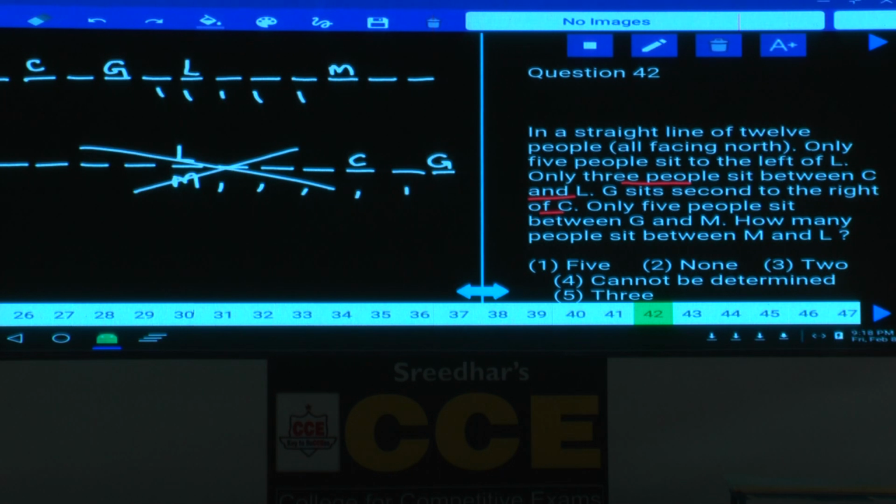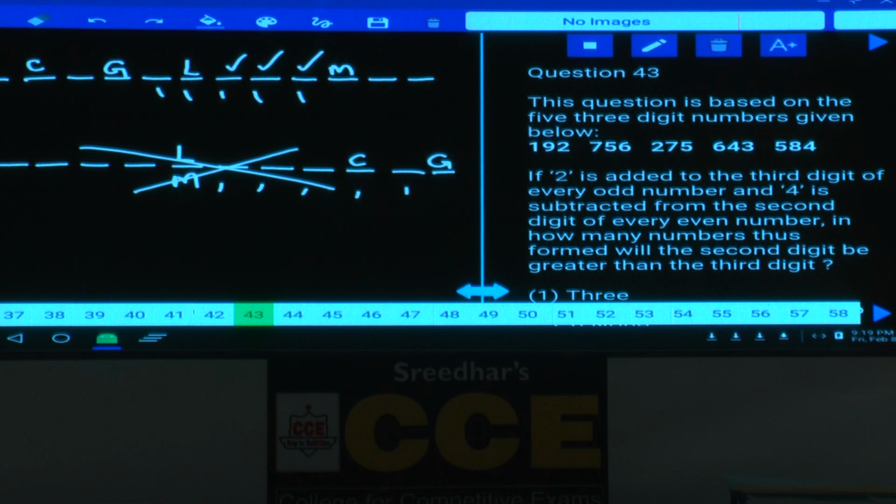Now we are left with only one case, the first one. Then how many people sit between M and L? Tell me how many are in between M and L? 1, 2 and 3. These are the 3 persons seated between M and L, choice 5. Question number 42, choice 5 is the answer.